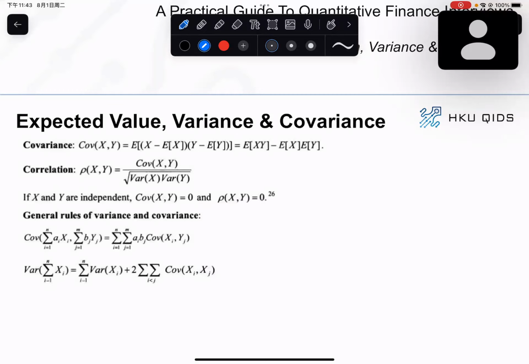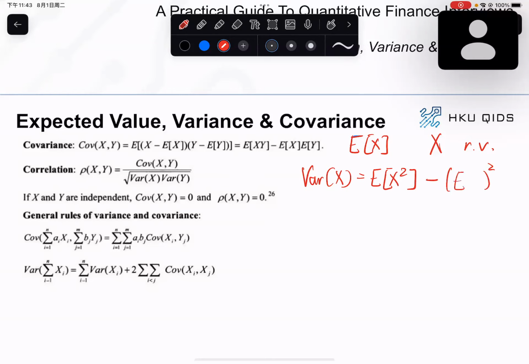We have the expected value, which is just E[X], if we have a random variable X, okay? And then we also have the variance. Var(X) is going to be the second moment of X minus the square of the first moment, which is just the expectation, okay? And it actually measures the diffusion from the mean, which is also the expected value.